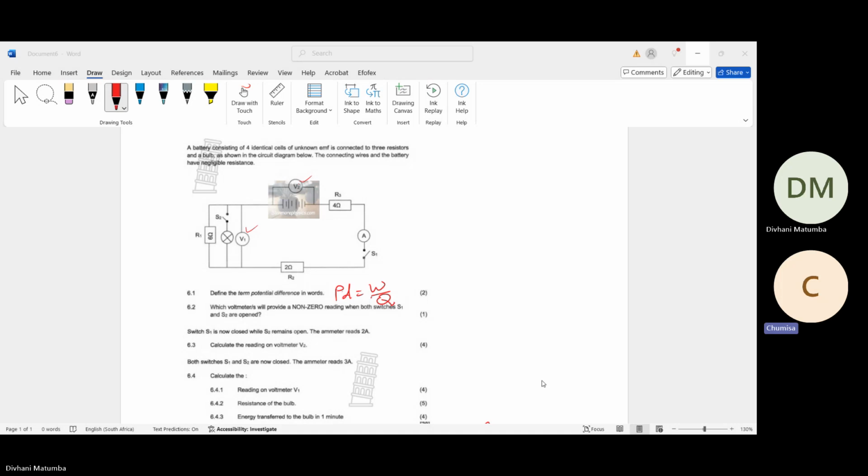Okay. What is the EMF of the battery? The potential difference across the battery in the open circuit. In an open circuit. When S1 and S2 are opened, is this not an open circuit? Yes, sir. When S2 and S1 are open, isn't that what we call an open circuit? So if it's an open circuit, where are we going to read the EMF? Is it V1 or V2?